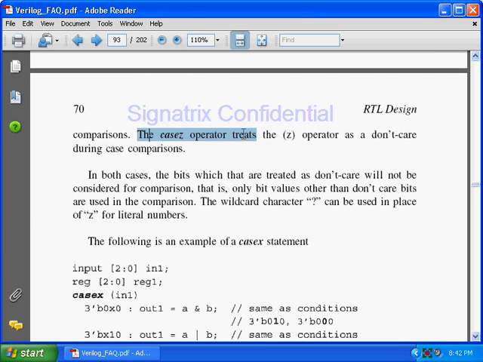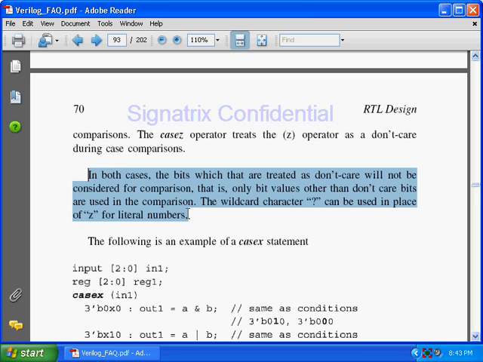The casez operator treats the z as a don't care during the case comparison. It will not take x as a don't care. So which one is more advantageous, casez or casex? Actually, I have not used any casez or casex in my coding. Usually people say casez is more comfortable than casex, but actually both are not preferred. Usually we should go with the normal case coding only. Sometimes they say you can go with casez and casex expressions in some scenarios, but it's better you always code with case.